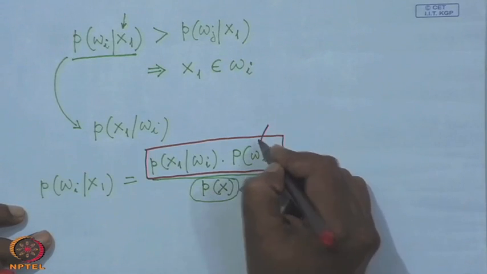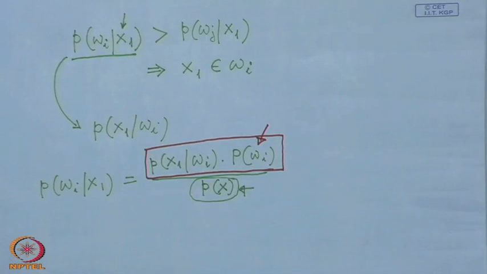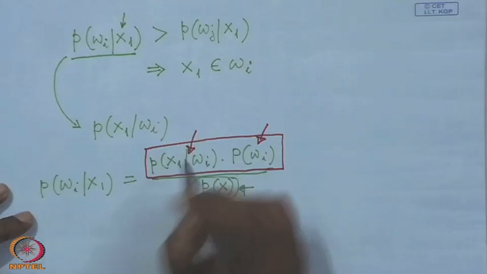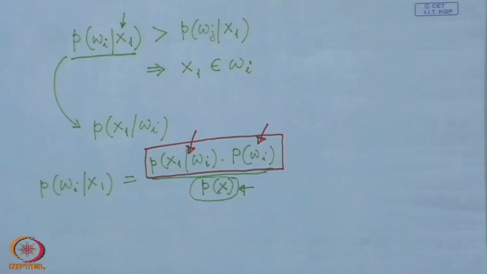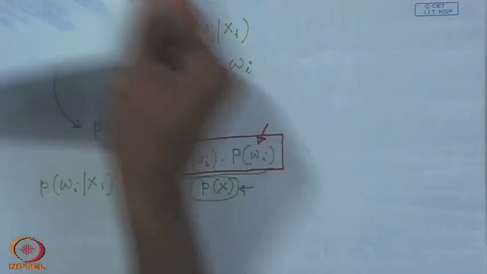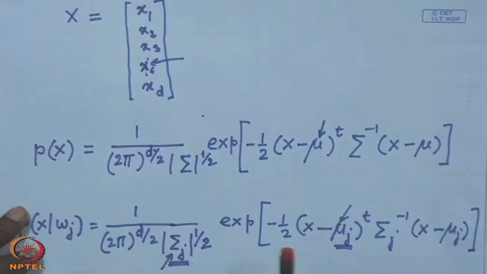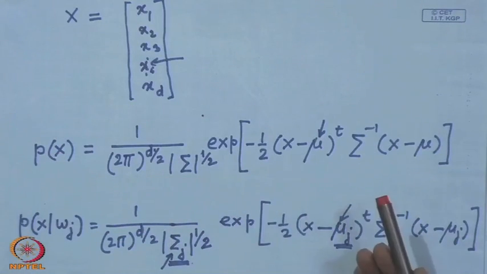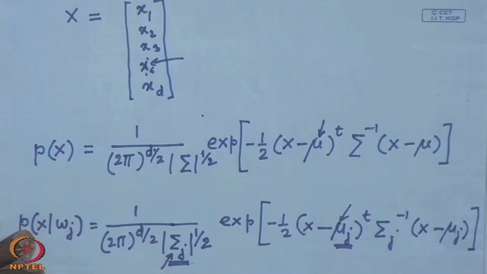And P of omega I being a priori probability, it is always assumed that it is known a priori. So, what I have to compute effectively is this value, what is P of x given omega I. Now, the advantage that I have if I have a parametric representation something like this. So, this being an analytical expression, for any given x 1 I can immediately compute this value. So, that is the advantage that I have.